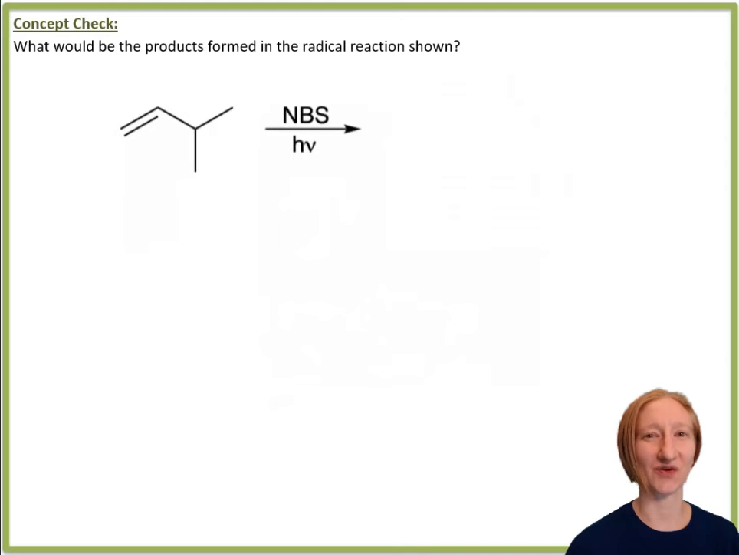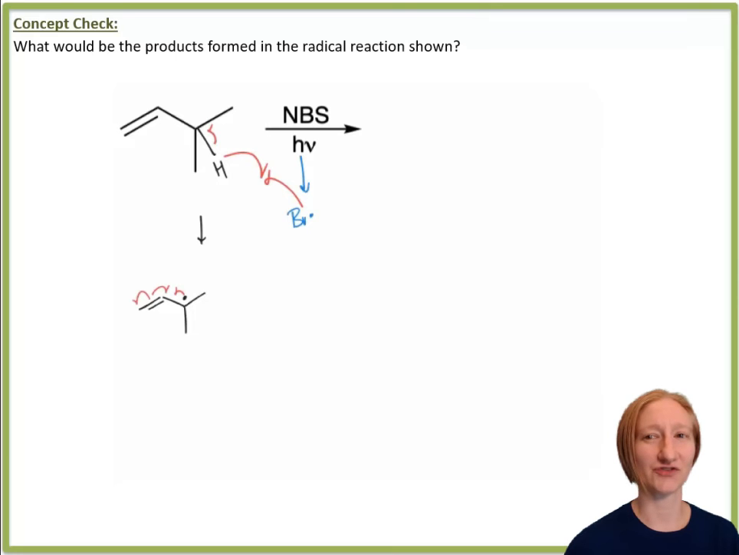Let's end this video with a quick concept check. What products would be expected from the radical reactions shown? The first step of a bromination reaction with NBS is the formation of bromine radical from the NBS. Once a bromine radical is formed, it will abstract the hydrogen from the weakest CH bond, and the weakest CH bond will always be the one next to the alkene.